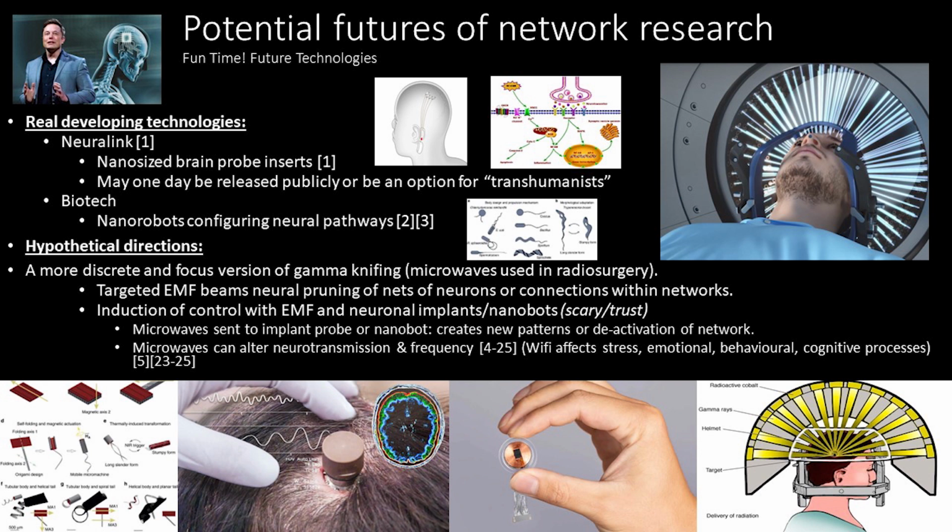So what could we do with this sort of research, and how could we apply it to the future of humanity? Real developing technologies at the moment are Elon Musk's Neuralink, which are nano-sized brain probe inserts. And who knows, maybe one day they'll be released publicly or be an option for so-called transhumanists, which are people who already have chips inside of their bodies to pay for groceries and such. The other interesting technology here is in biotech, so nanorobots configuring neural pathways.